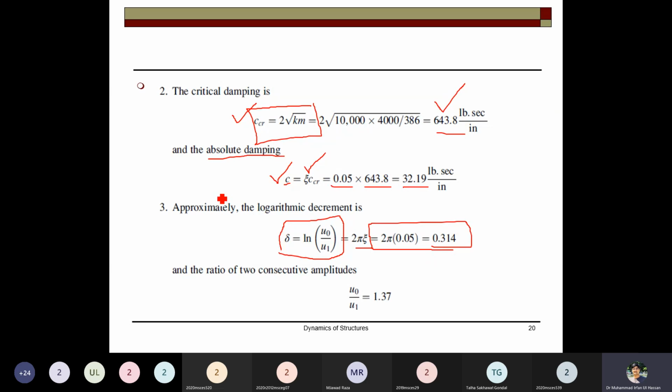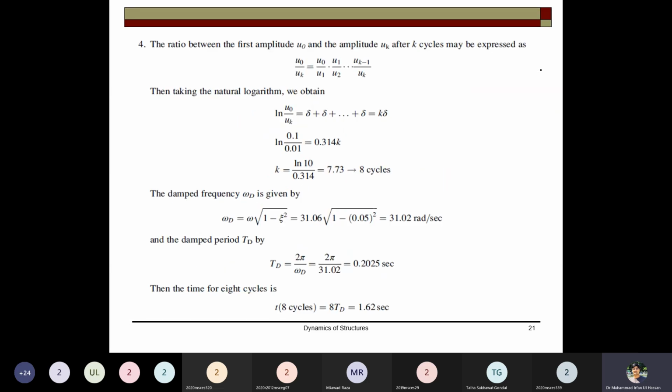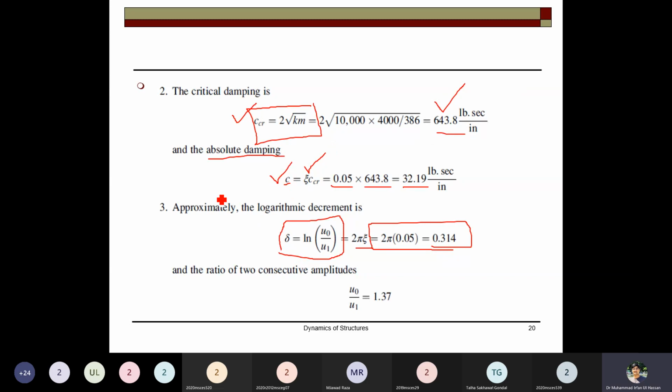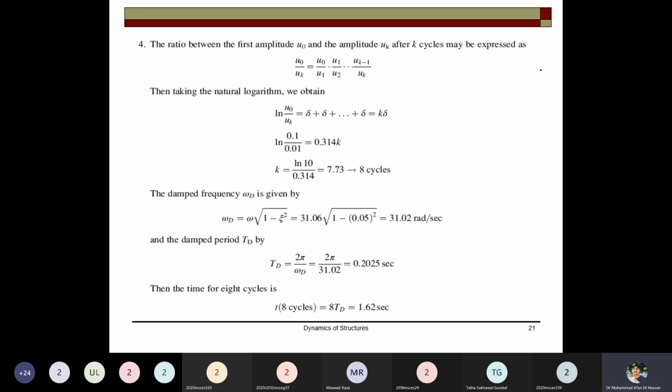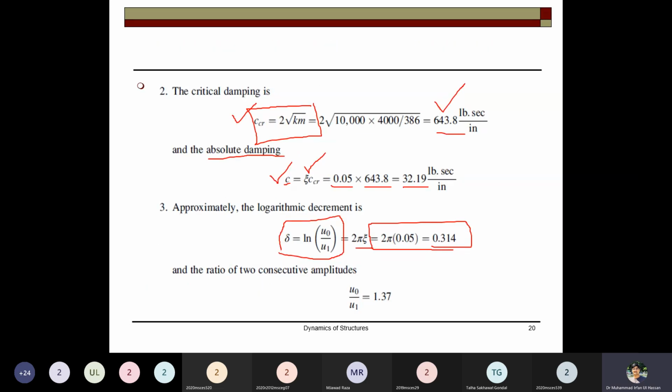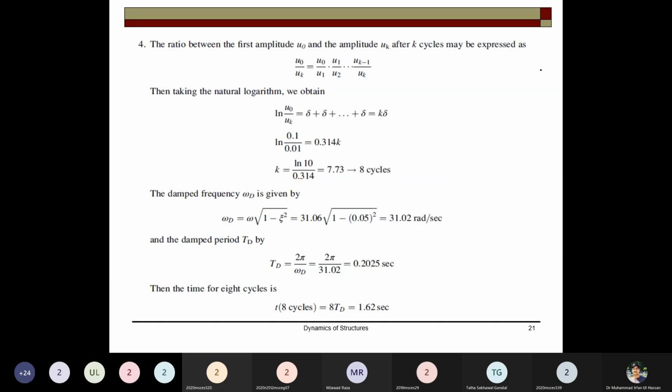Now the next one is the ratio between the first amplitude and this one. Also please see how the remaining steps are solved.